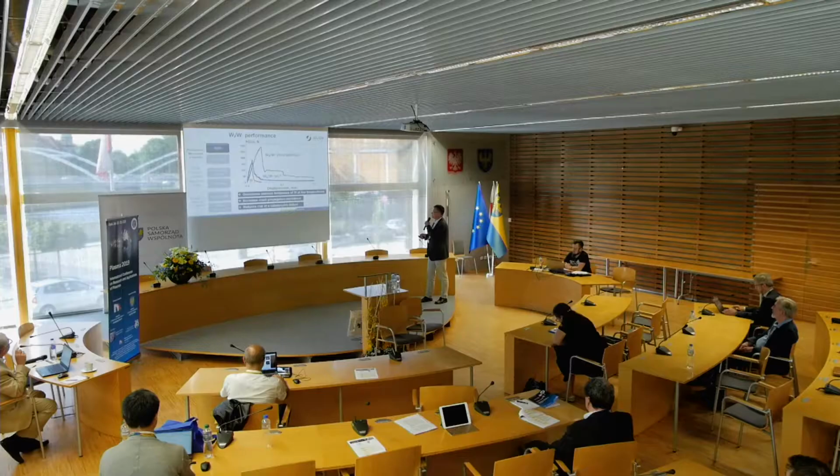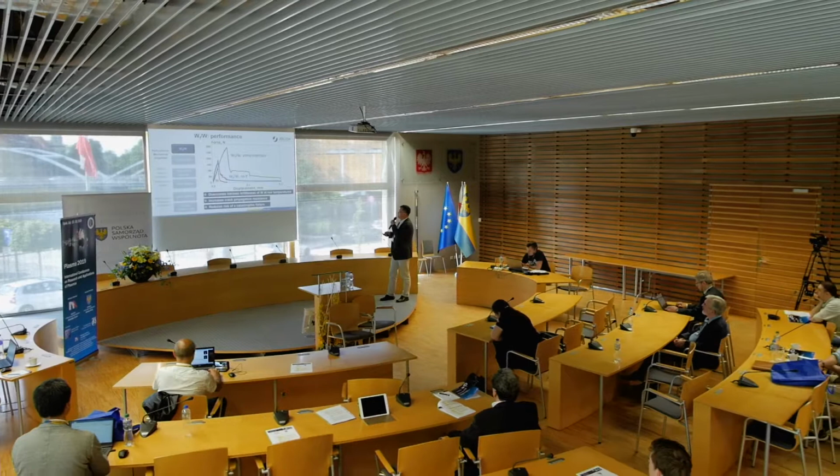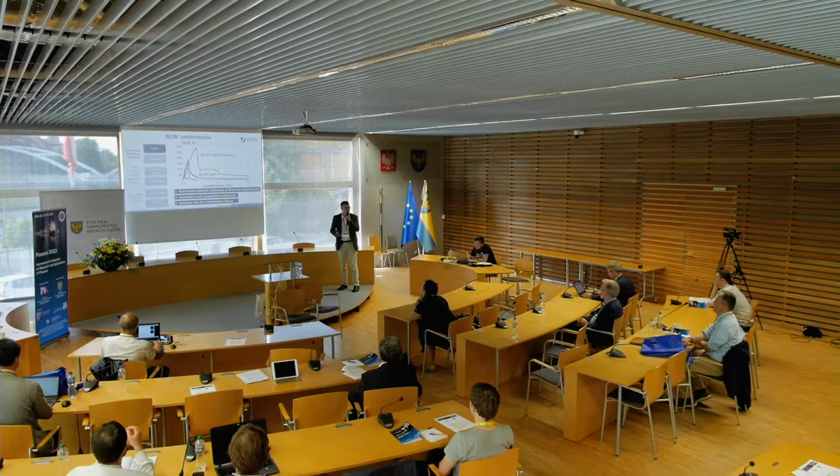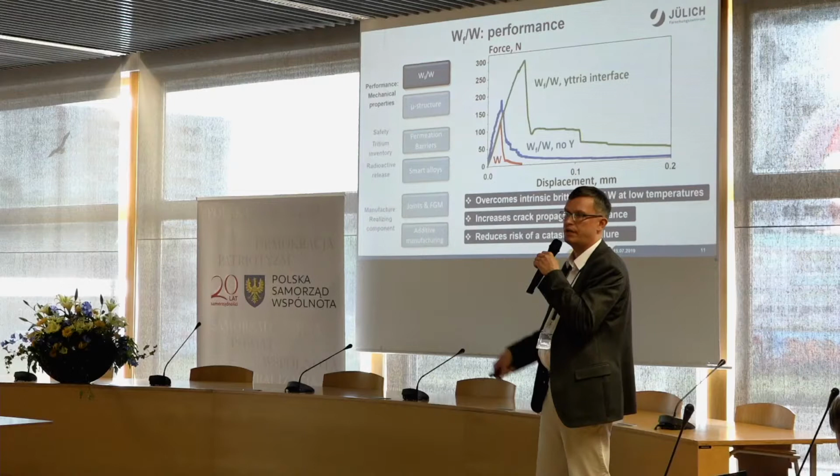If we look to the numbers on what was just shown, here there is a force applied and causing the displacement of the tungsten. And the red here is a conventional tungsten. So we are applying the force to one particular level, and tungsten is absolutely brittle, it simply breaks. So there you cannot apply anything else.